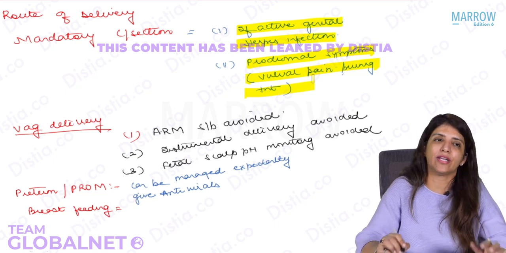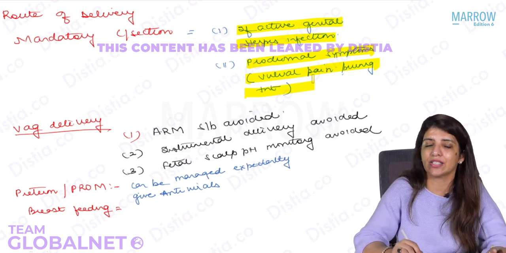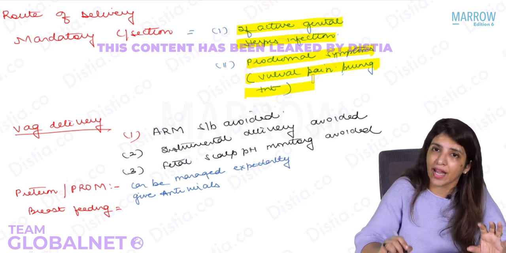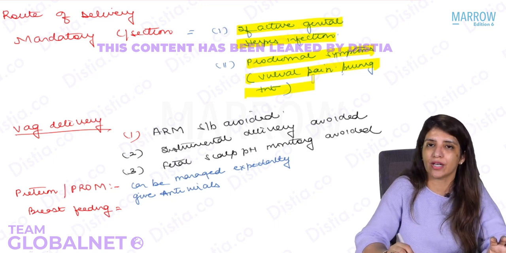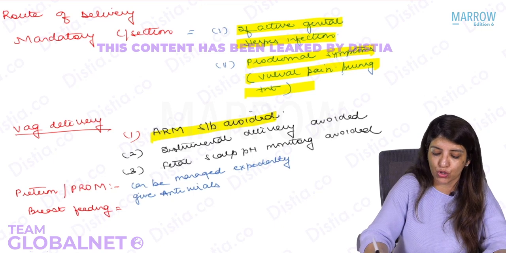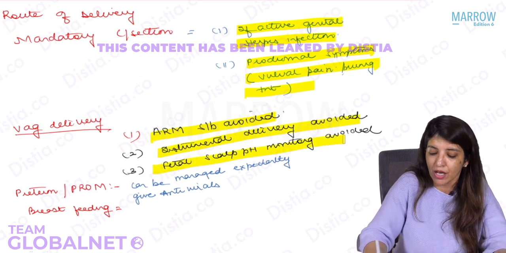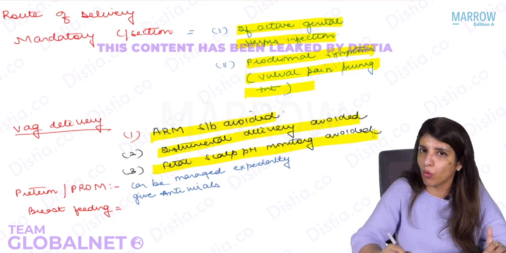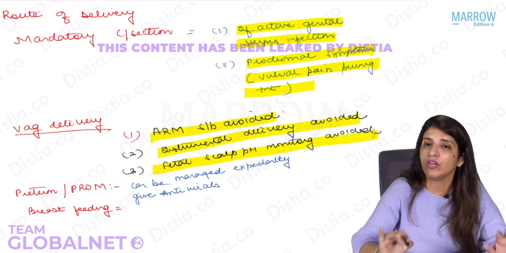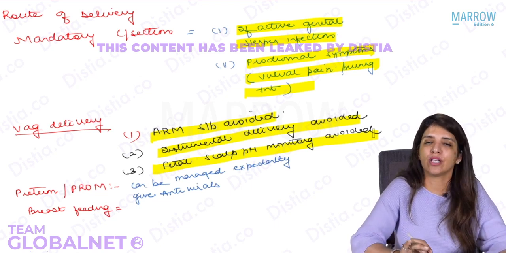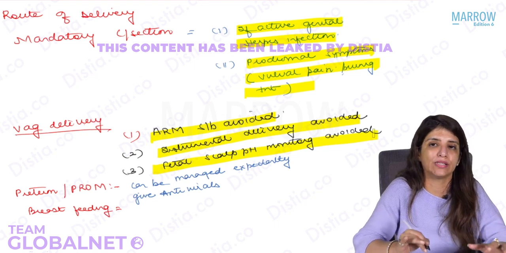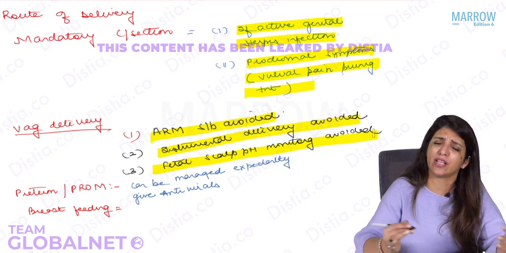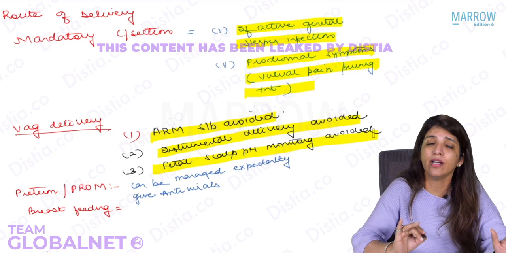In that case also, cesarean section is mandatory. If active genital herpes infection is not present and I am doing vaginal delivery, then I have to take some precautions: artificial rupture of membranes should be avoided, instrumental delivery should be avoided, fetal scalp pH monitoring should be avoided. Like you do in HIV patients, you avoid these things. If active genital herpes infection is present on the vulva or labia, then definitely you have to do a cesarean section.